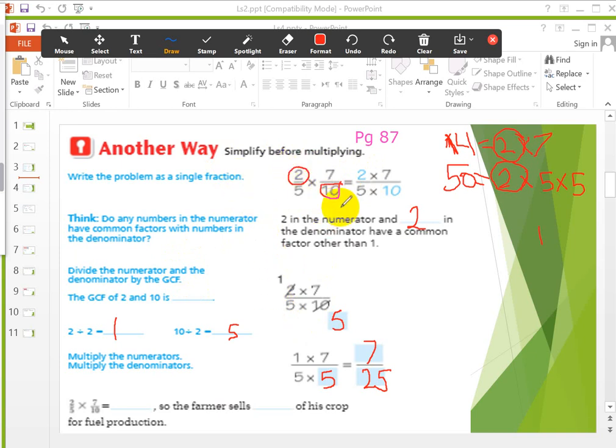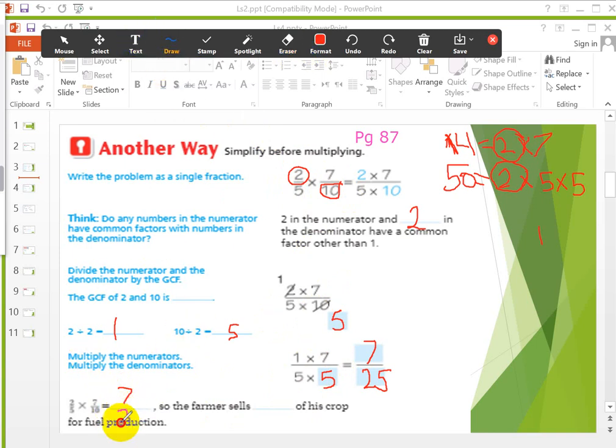So just, if you have a greatest common factor between the numerator from the first fraction and the denominator from the second, you can divide both numbers on the same number and make the numbers easy or smaller for you. So the answer for this will be 7 over 25. Okay, I'll write it again.